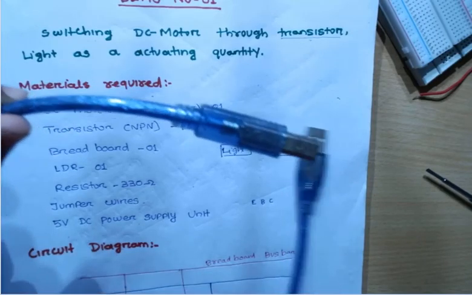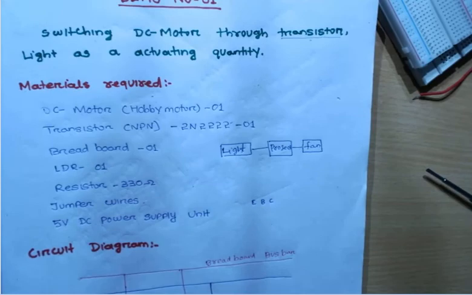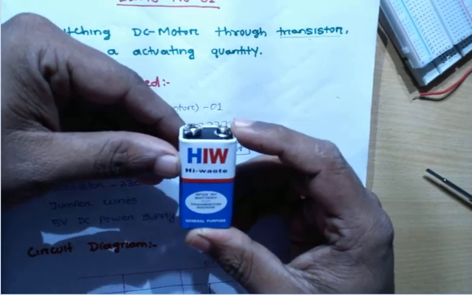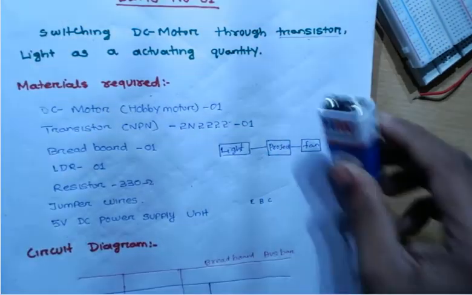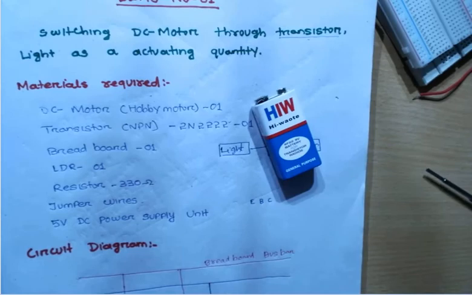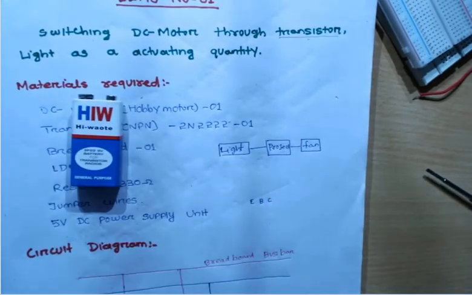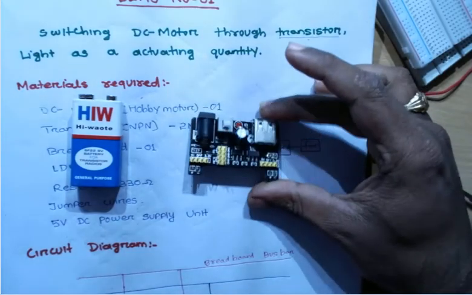But how am I going to do it here? I am taking the help of this 9 volt battery. But how can I get 5 volt DC? As I have already written over here, there is a need of a 5 volt DC power supply, but this is a 9 volt. For this 9 volt battery, I have a power supply unit with me. This is my power supply unit.